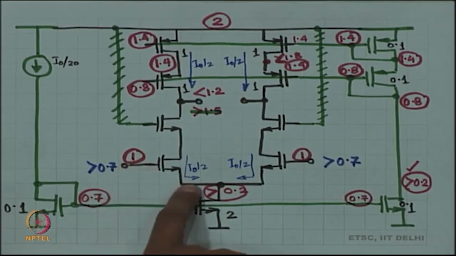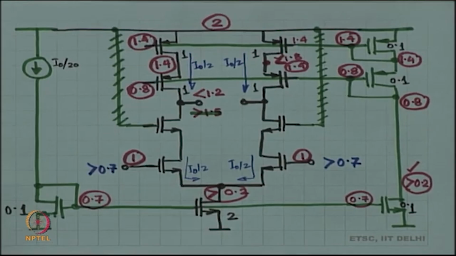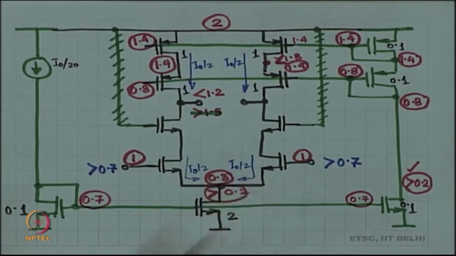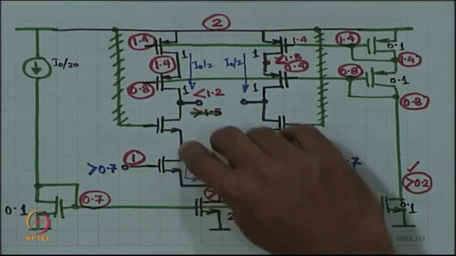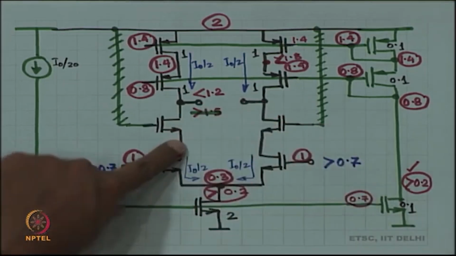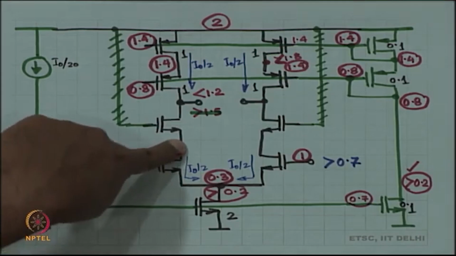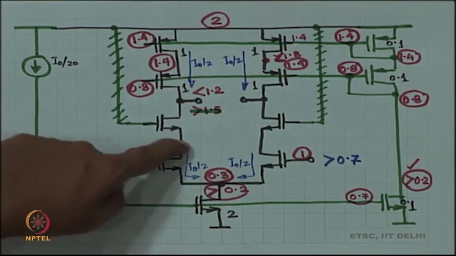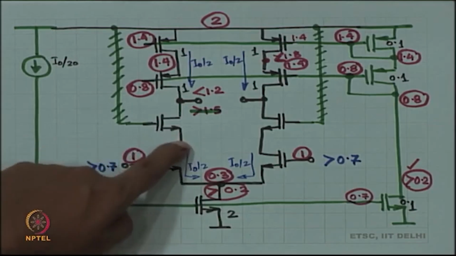Why? Because VGS is how much? 0.7 volts. So, this node is actually at 0.3, which keeps the bottom device happy, because it is more than 0.2. Great. Now, what is the lowest voltage at this node? Lowest allowed voltage. This is at 1. So, this must be at least 0.5, if not more.